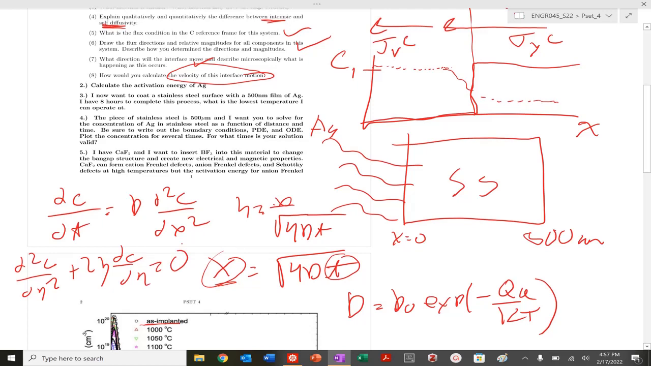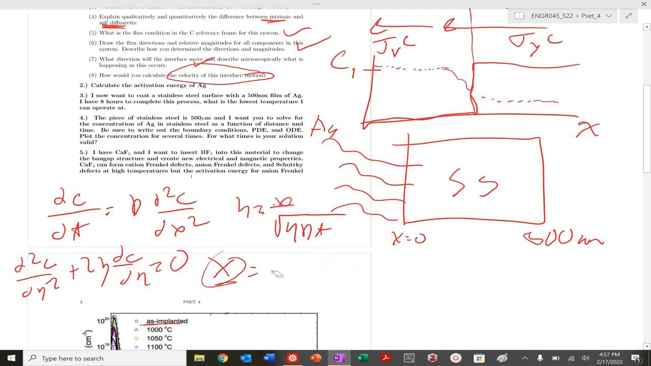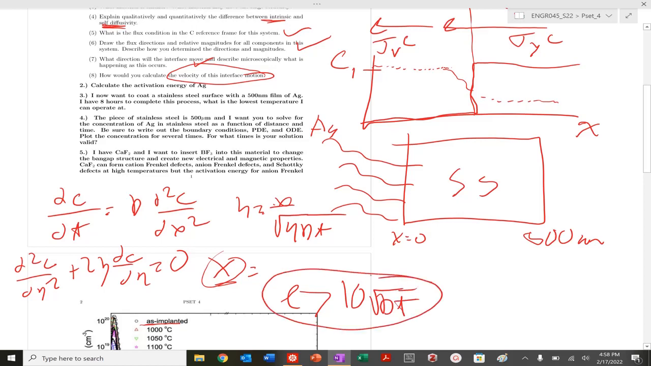So what are my boundary conditions here? Well, one of the assumptions I'm going to make is that I'm semi-infinite, and that will hold as long as L is greater than 10 root dt. So this holds as long as that condition is met. And actually, we could look at for what times and temperatures that is, depending on the values. But here, my concentration of Ag at eta equals 0 would be equal to 1. My concentration of Ag at eta equals infinity would be equal to 0.